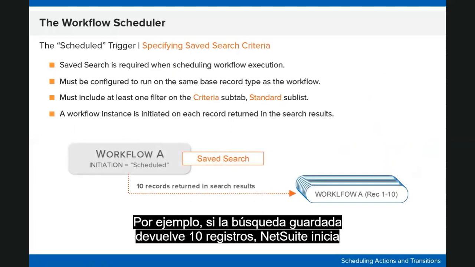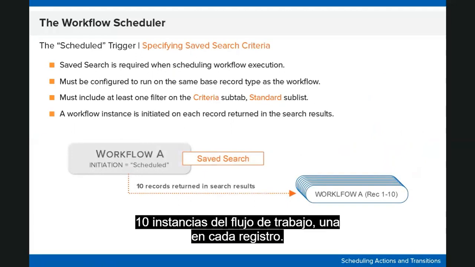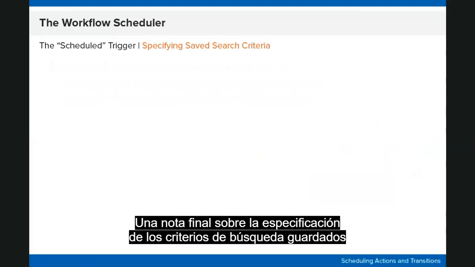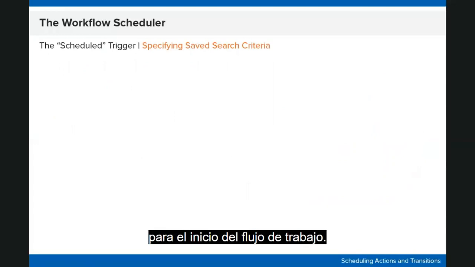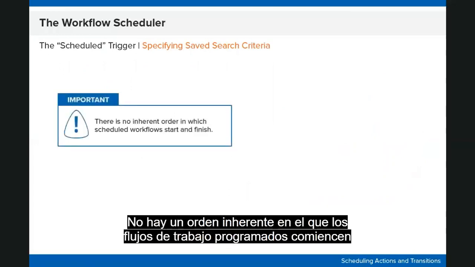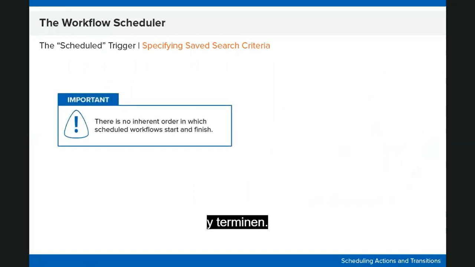So for example, if the saved search returns 10 records, NetSuite initiates 10 instances of the workflow, one on each record. One final note regarding specifying saved search criteria for workflow initiation. There is no inherent order in which scheduled workflows start and finish.